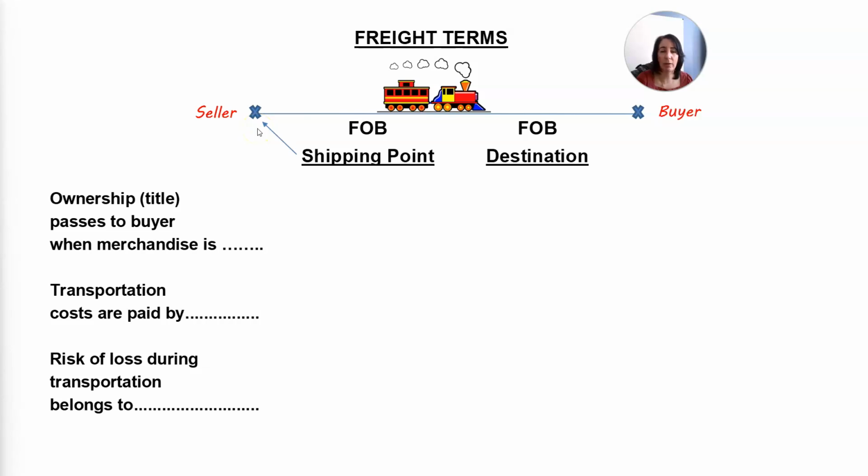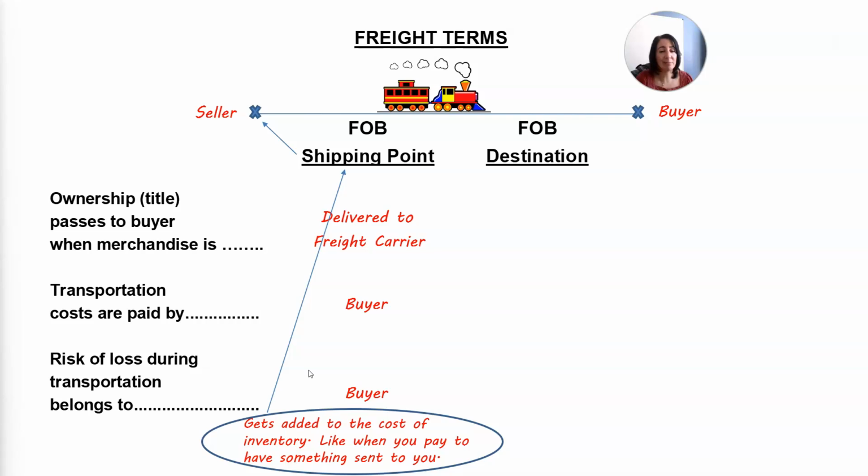So, as soon as they deliver it to the freight carrier, whoever that is, whether it's the train, the plane, whatever, it is now the buyer's responsibility to get it all the way to them, which means the buyer is paying the shipping because it's their responsibility. This whole trip is their responsibility. So if something were to happen in transit, too bad for the buyer.